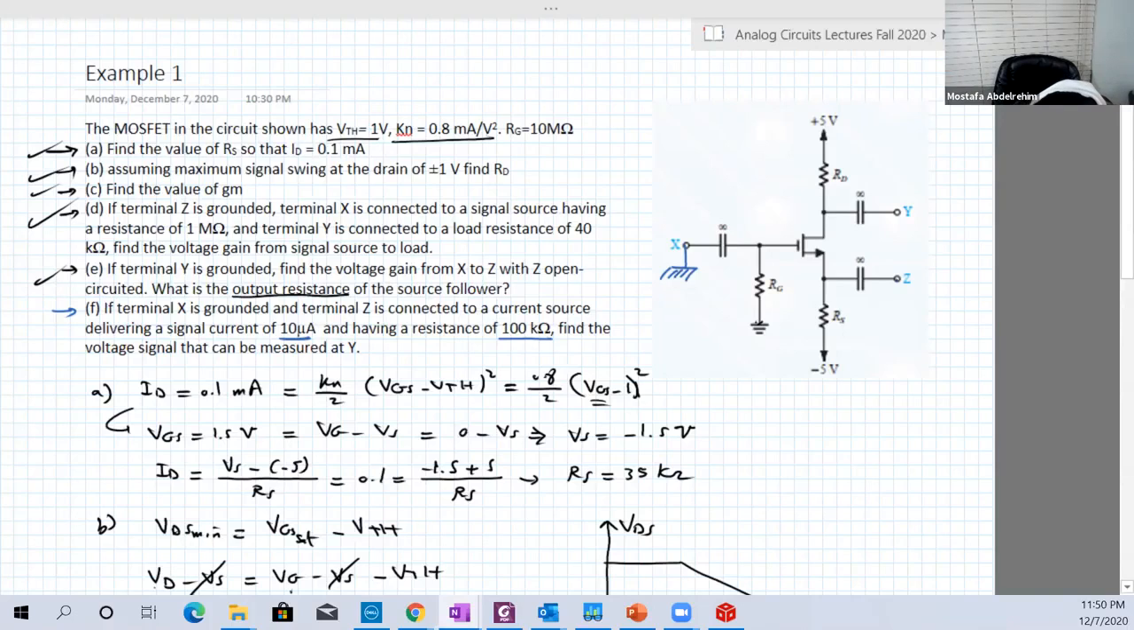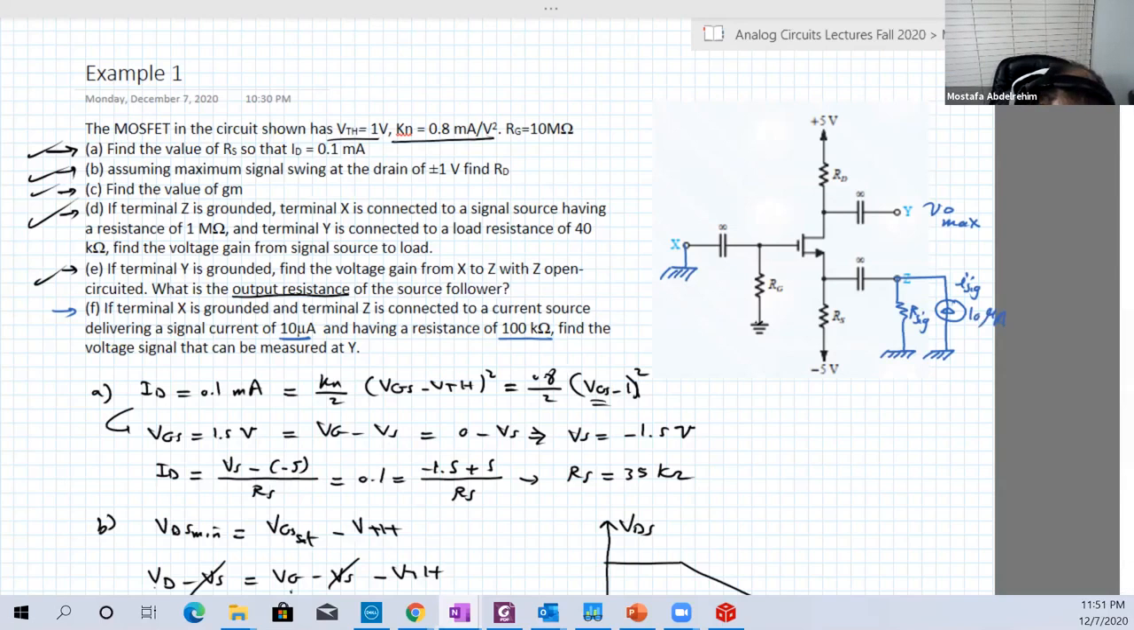So if this is the internal resistance, let's call it R signal, and here is I signal. Both are connected to terminal Z, and the output is here at Y. What's required here is the maximum voltage at Y, the output maximum, if the maximum current is 10 microamperes.